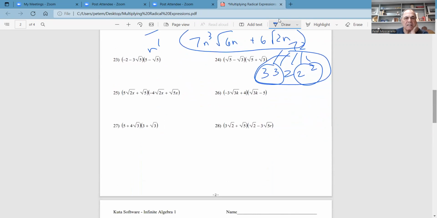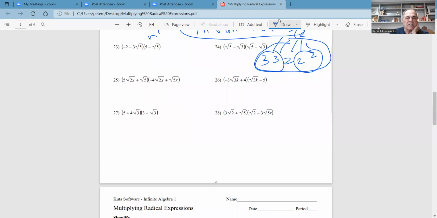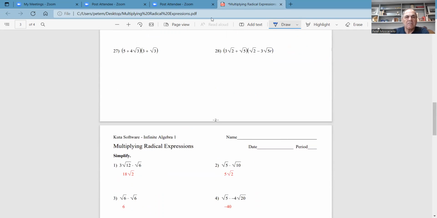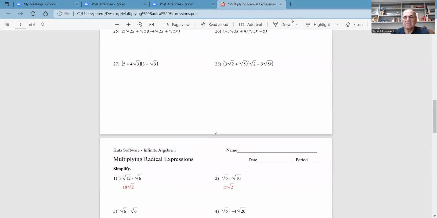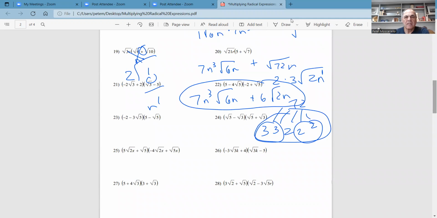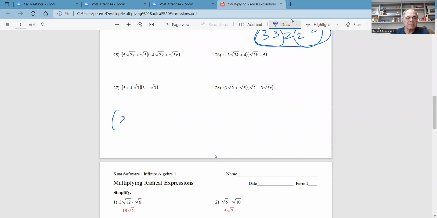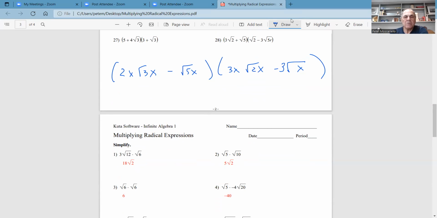Okay. And then we get to 21, 23. We just went over ones like that. Well, 27 is easy. 25 is a FOIL with x's in there. So let me give you one like that right here. How about one like this? About as tough as it'll get right there. All right, so it's a binomial times a binomial, so it's a FOIL. Let's just take our time.